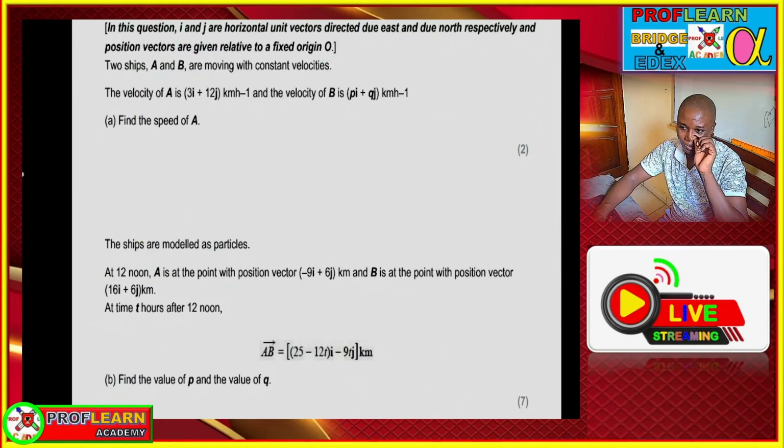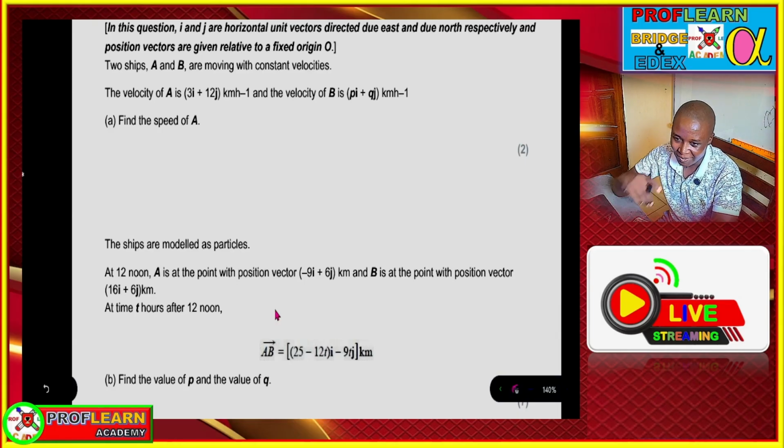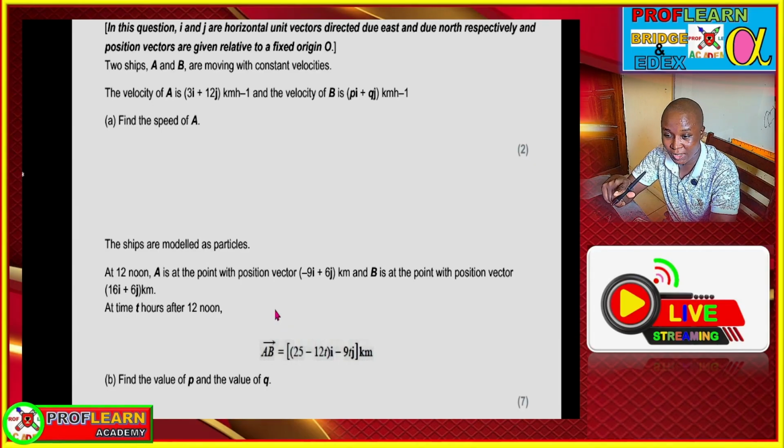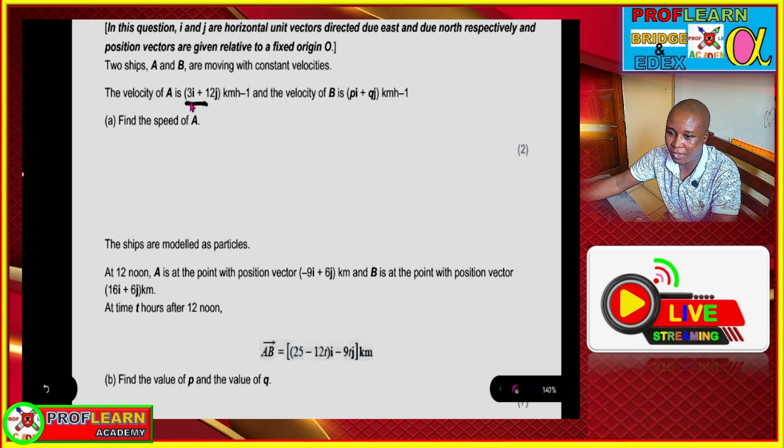All right, so let's proceed and look at the main and the important part as to why we are here. Two ships, A and B, are moving with constant velocities. The velocity of A is 3i plus 12j, and the velocity of B is pi plus qj. Find the speed of A.